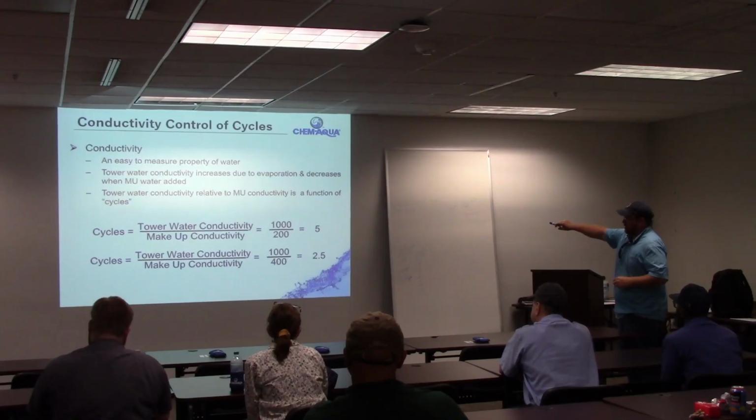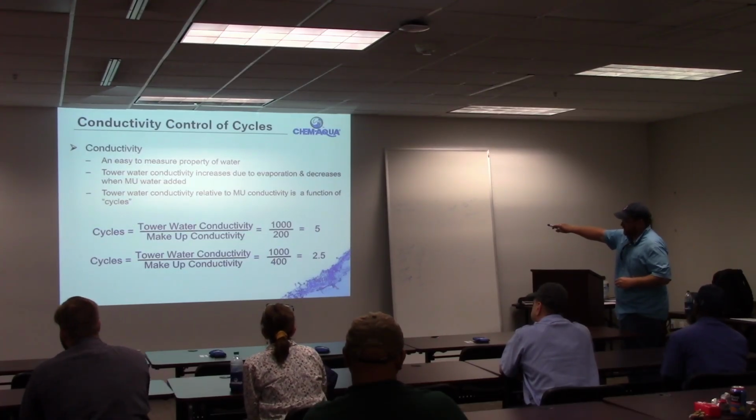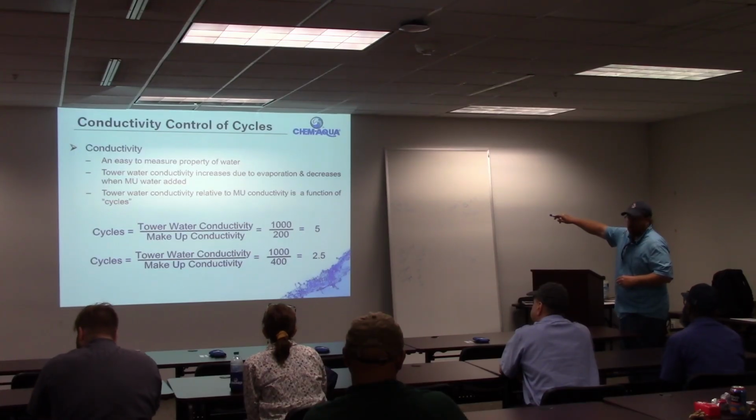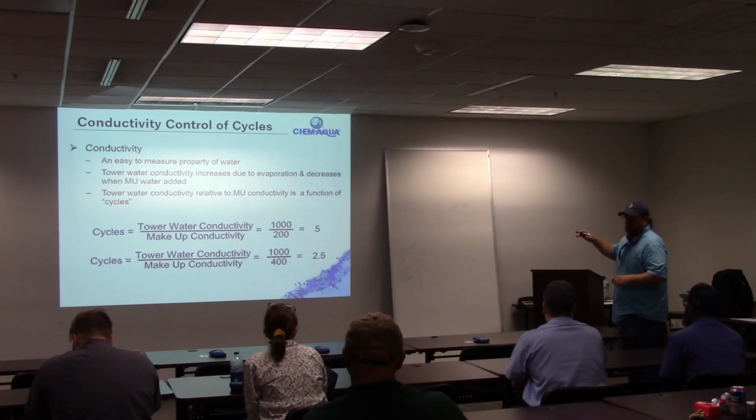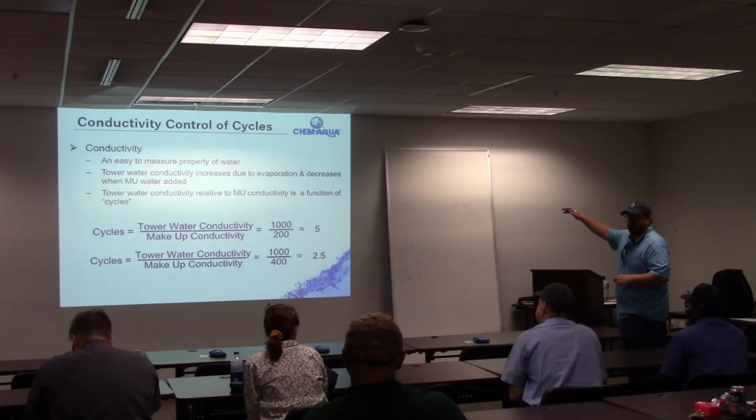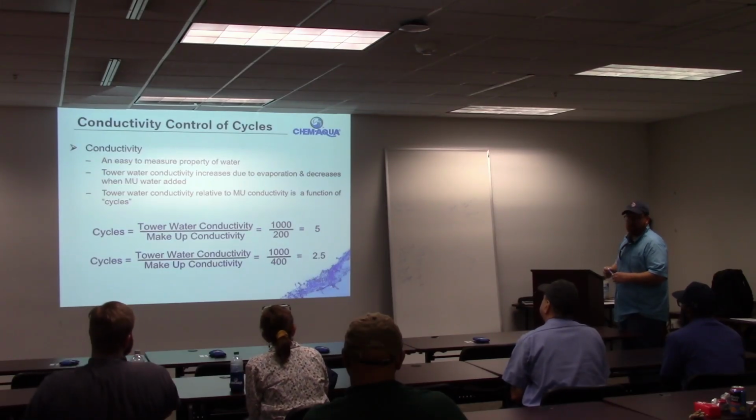If your makeup hardness is 50, at 5 cycles, your tower hardness would be 250, if you're feeding the right amount of inhibitor. If there's not enough inhibitor, you're going to see your hardness lower than what you would anticipate in the tower. So if you are anticipating it being at 250 at 5 cycles and it's at 200, that means some of that mineral content is going somewhere, and it's probably coming out on a heat transfer surface.